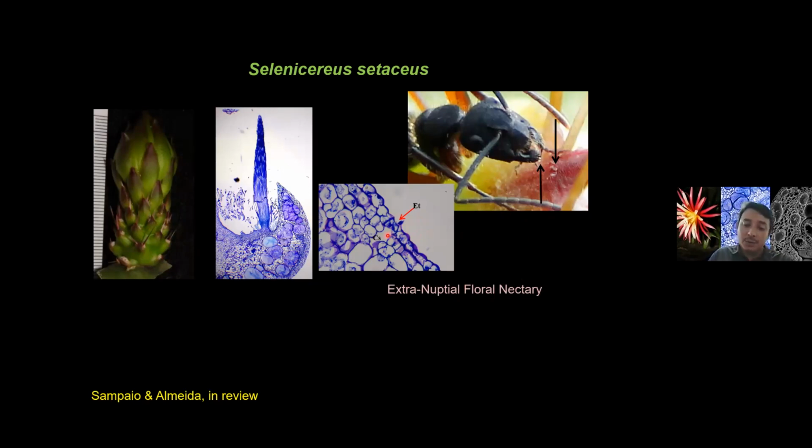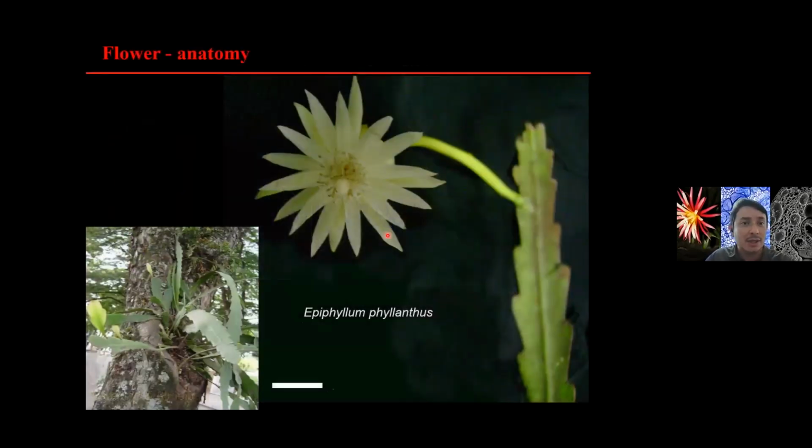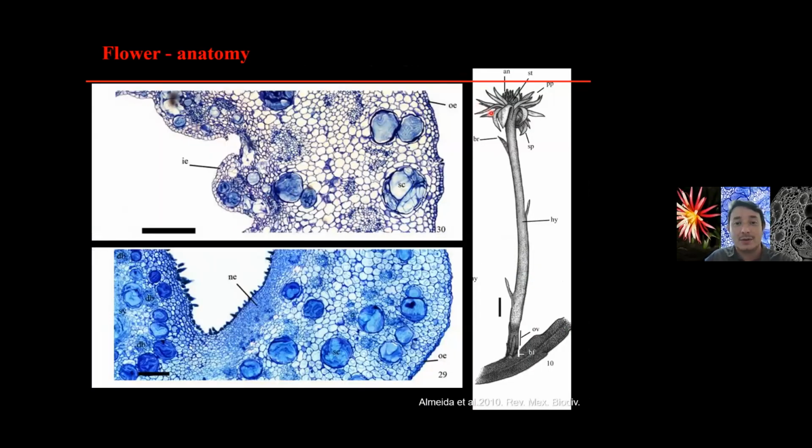Now I will show you very quickly, so as not to take much of your time, some aspects of the anatomy of the flower in some species of Iloceri and Hypsalid. I'll start with Epiphyllum. Epiphyllum is a very didactic cactus flower and has a very long tube.